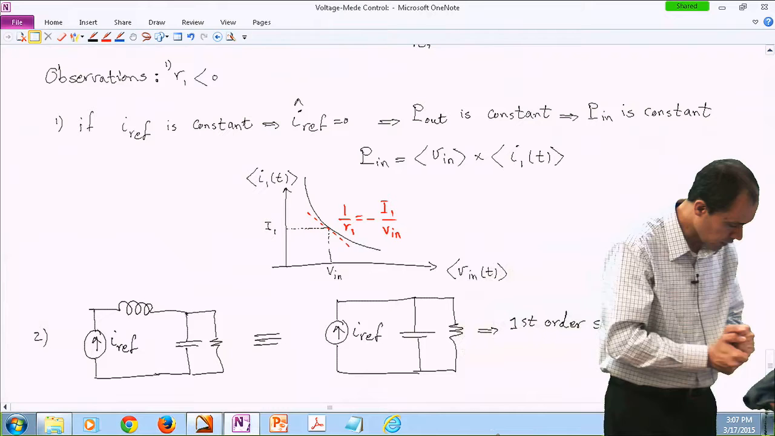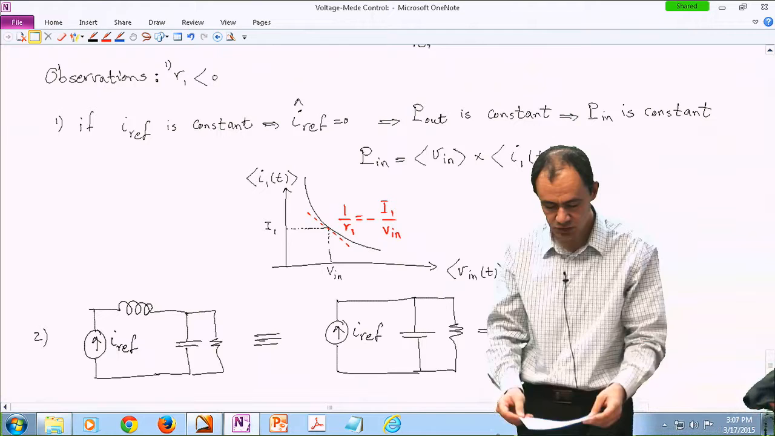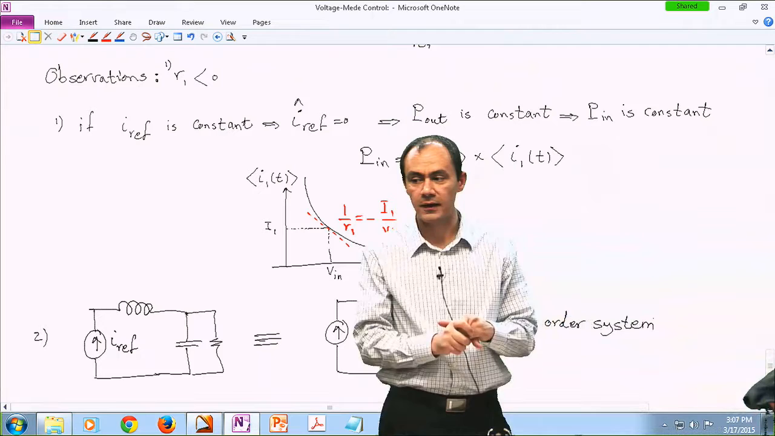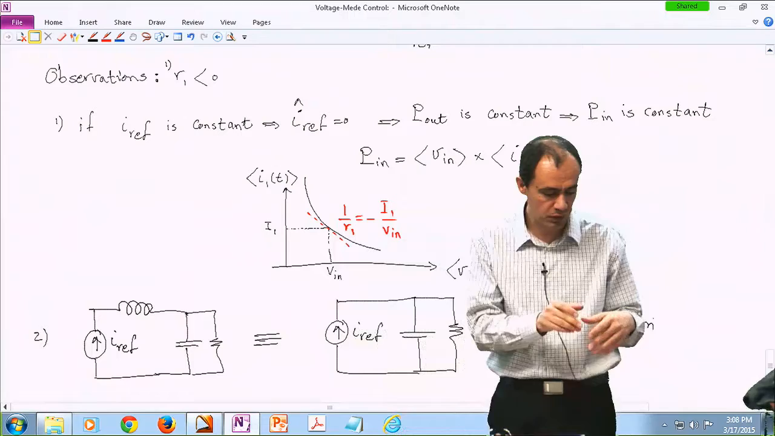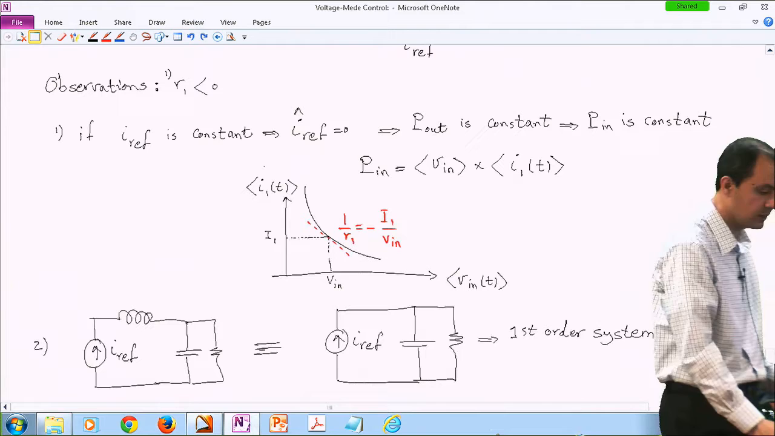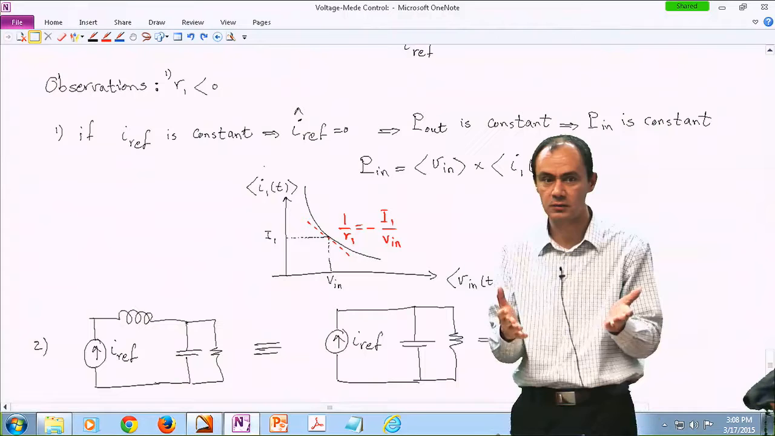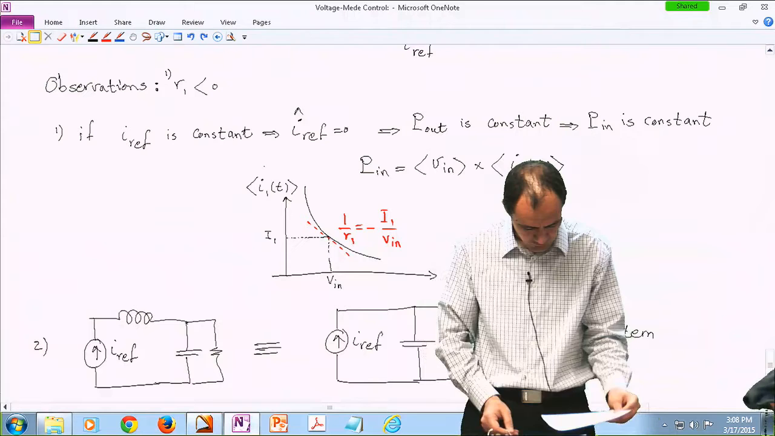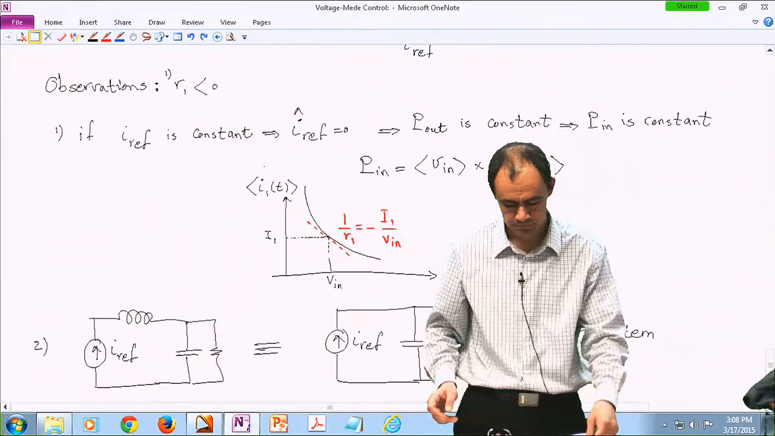And as it turns out, when you are designing a compensation network for these current mode controllers, the transfer functions are very simple. At least assuming the approximation that we have made, which was IREF and IL are the same. We made this approximation over here, and as a result, we eliminated the dynamic of the inductor. We are reduced down to a first order system, which is just a capacitor. That's actually a good thing a lot of times. Any questions? Yes?